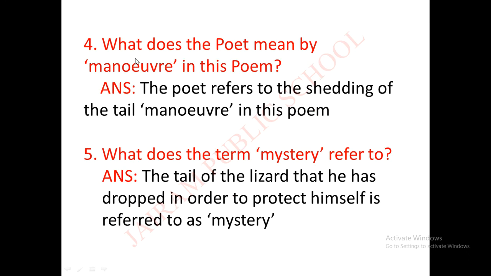Go to the fourth word. What does the poet mean by maneuver in this poem? Do you know what is the meaning of the word? The poet refers to the shedding of the tail as maneuver in this poem. What is the spelling of the word? M-A-N-E-U-V-R-E, maneuver.